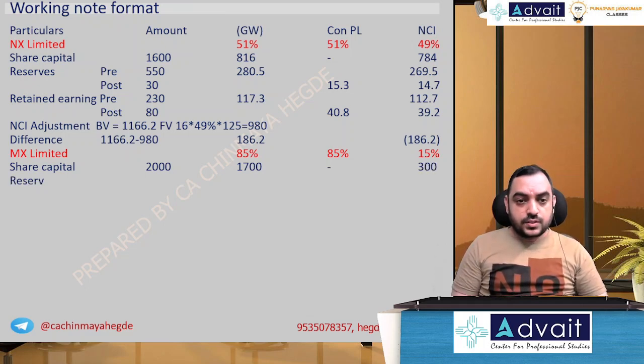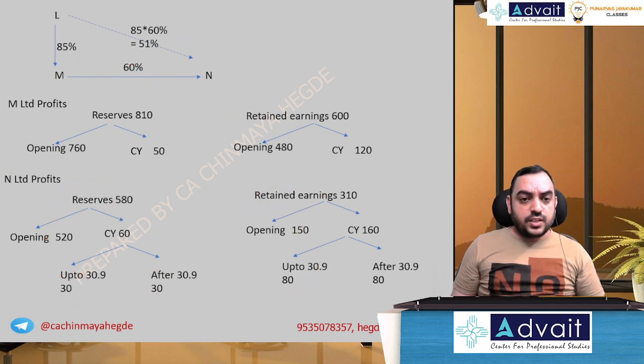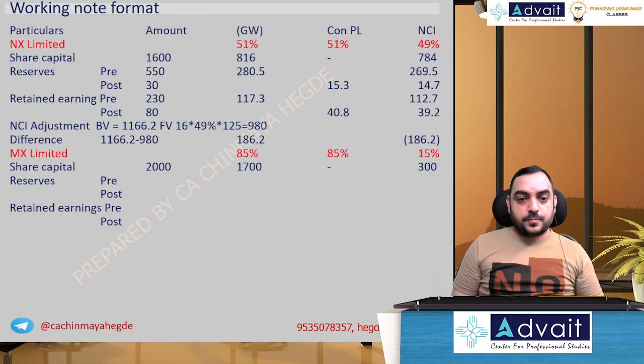Then reserves pre, post, retained earnings pre, post. So reserves here we calculated, there's only pre and post: 760, 50. And here 480, 120. So 85%, 646.